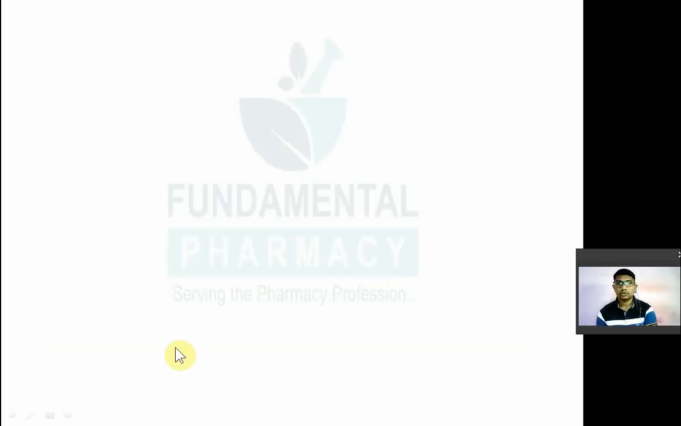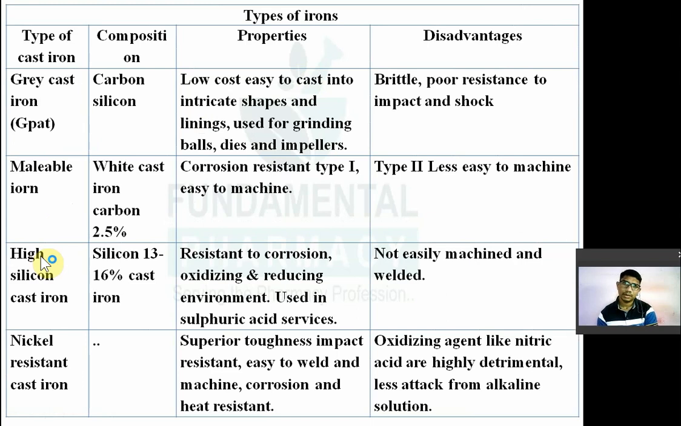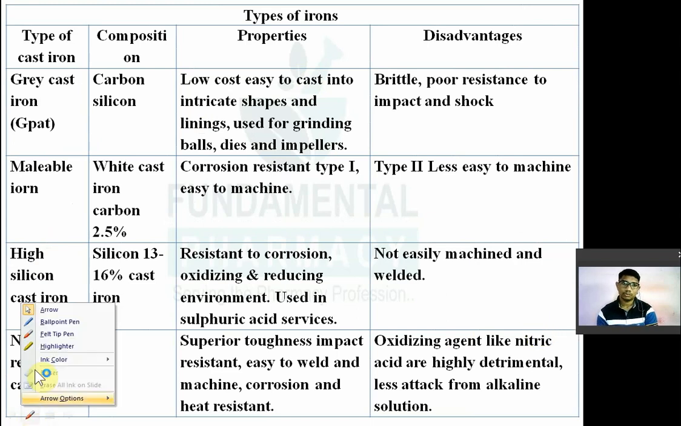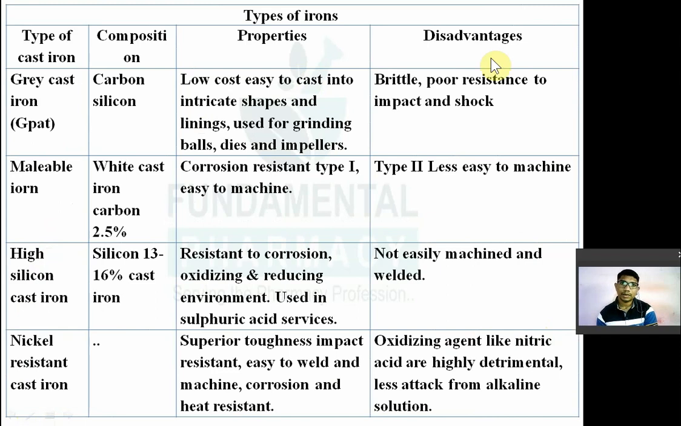Now ये आपको कोई नहीं पूछेगा, अभी ये पूछा है. This was a question in GPAT 21. इसी टेबल के ऊपर क्वेश्चन आया था. इसने क्या पूछा है, टाइप्स ऑफ आयरन, डिफरेंट टाइप्स ऑफ आयरन. टाइप ऑफ कास्ट आयरन, कंपोजिशन क्या है उसका, प्रॉपर्टीज क्या है उसकी, और डिसएडवांटेज. तो फर्स्ट वन इज अ ग्रे कास्ट आयरन. ये टेबल इंपॉर्टेंट है आपका, इसके ऊपर क्वेश्चन आ चुका है जी.